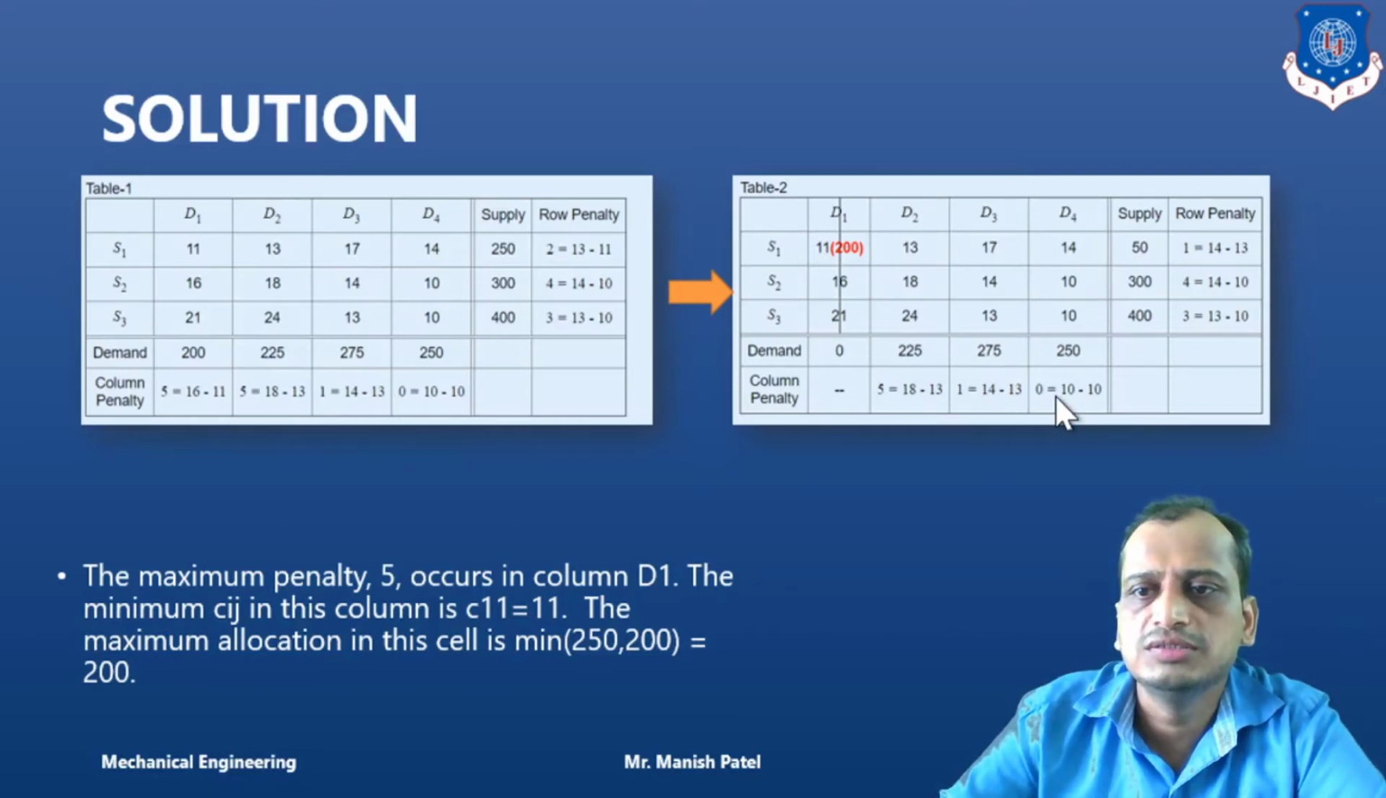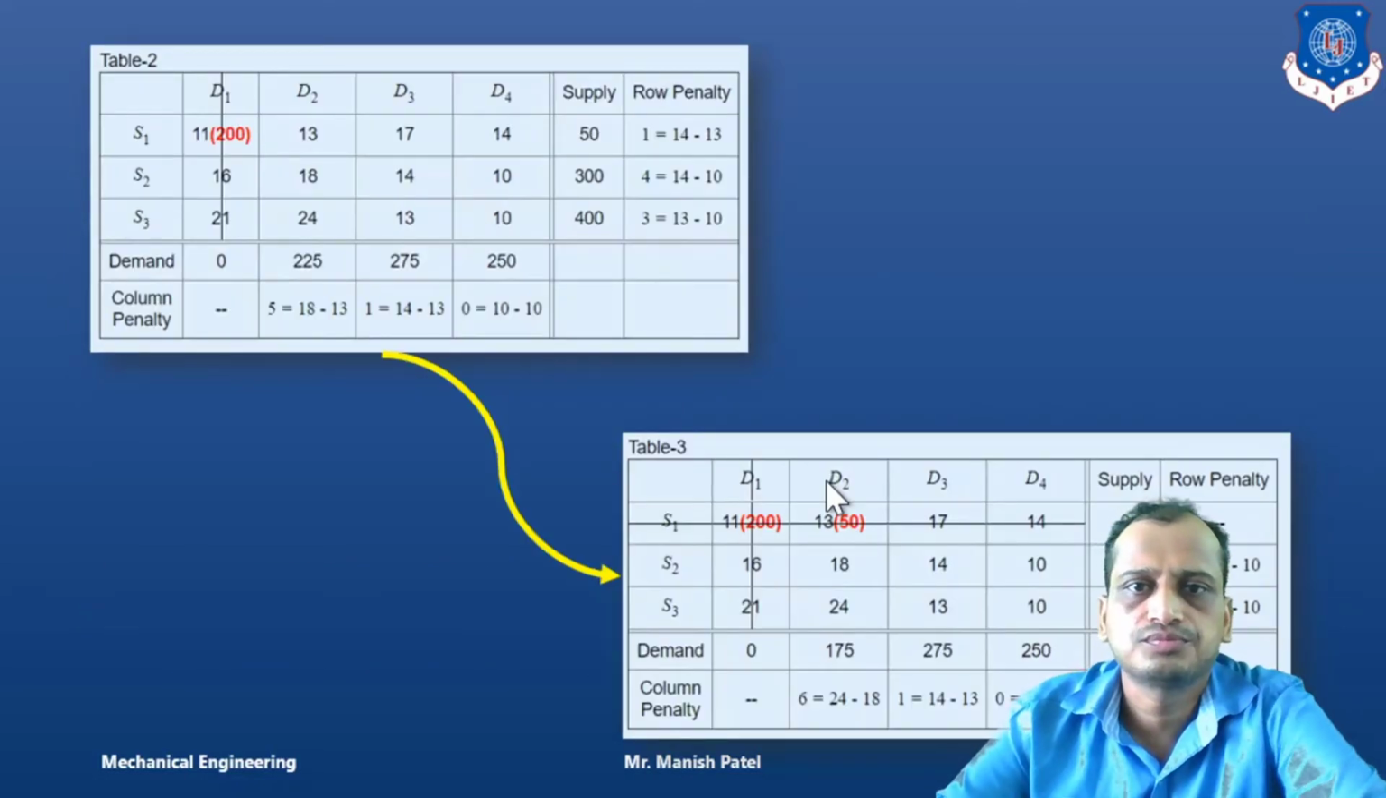And 1 and 0. Now if you see carefully the row penalties and column penalties, which is the maximum one? 1, 4, 3, 0, 1 and 5. The maximum one is 5. So we can allocate it here. In this column, what is the minimum cost? 13. So we will try to allocate it here.